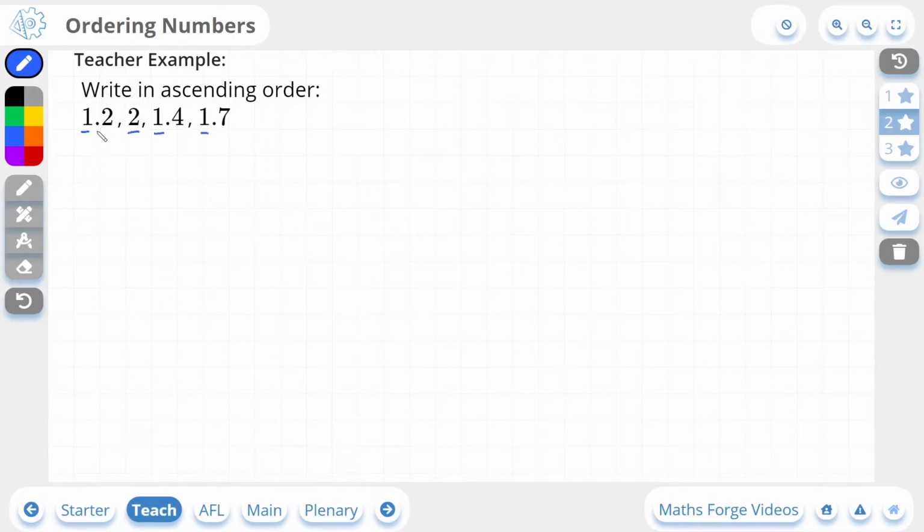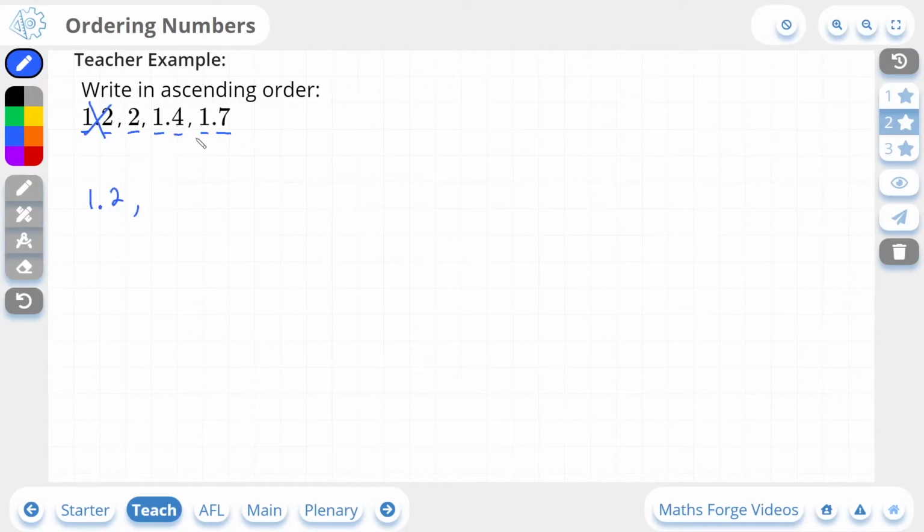So we're now going to go to the tenths column. This number here has a 2, this number here has a 4, and this number here has a 7. The smallest one there is this one here, 1.2. So I'm going to go ahead and write that down first, 1.2, and then I'll cross it off.